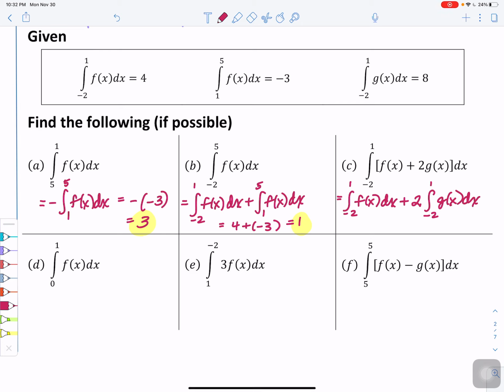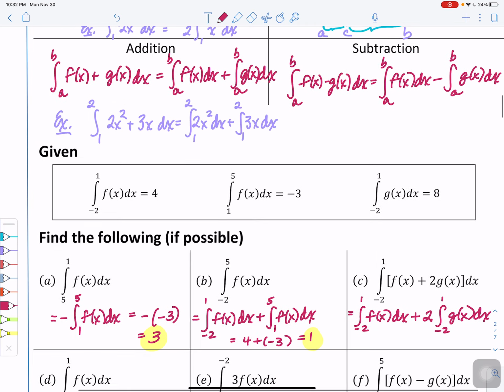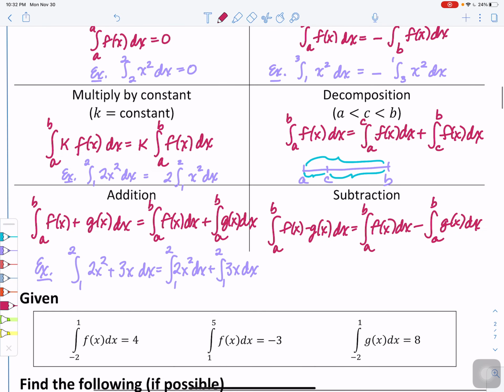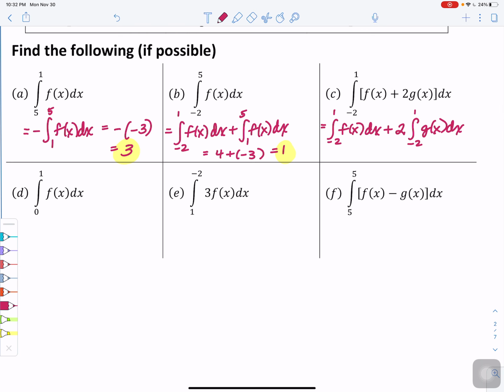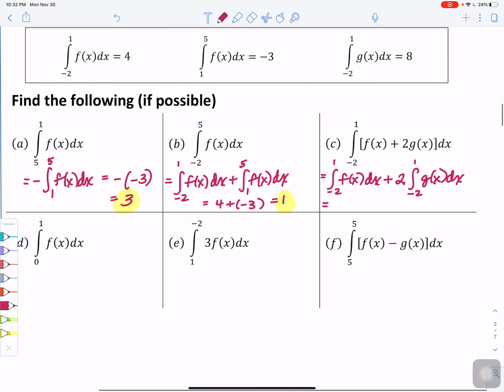So what did we do? We used the integral of a sum is the sum of two integrals. And then we also used the constant rule, where we took this 2 and moved it to the outside of the integral. So it makes it very easy. So let's wrap that up. That's actually equal to 4 plus 2 times 8. And that's equal to 20.